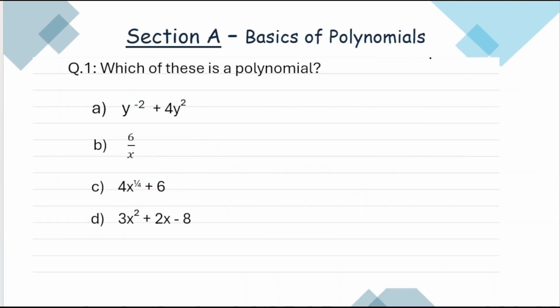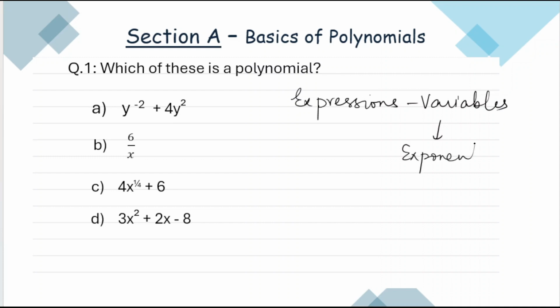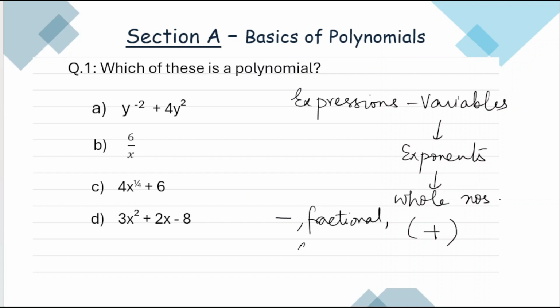Section A, Basics of Polynomials. First question, which of these is a polynomial? What is a polynomial? Polynomials are those expressions in which the variables have the exponents as whole numbers. The exponents are just whole numbers. When I'm saying whole numbers, it means they should only be the positive exponents. That means the negative exponents, the fractional exponents, the decimal exponents, these are not allowed in the polynomials.